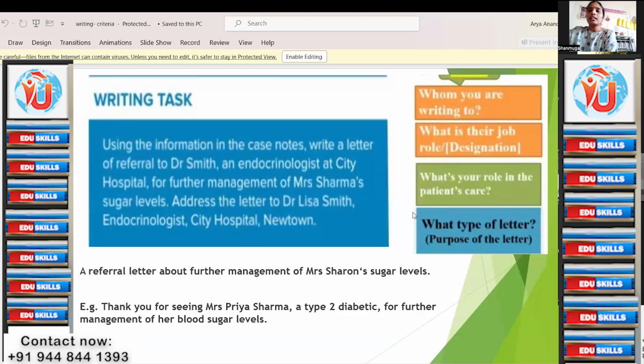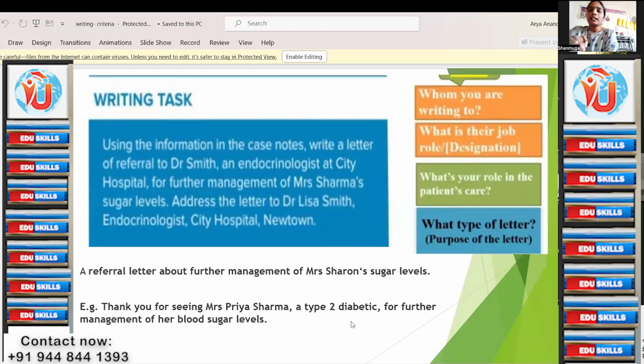So, whom you are writing to, and it is a type of referral letter about further management of Mrs. Sharma's sugar level. Sorry, here there is some spelling mistake. Here you can see the further management. It is visible in your writing task. They have given the purpose of our writing task. So in this example, they have given the purpose clearly in your writing task.